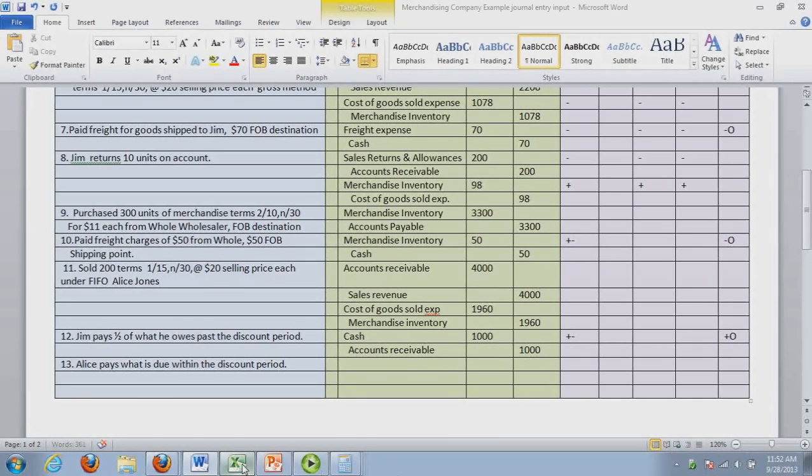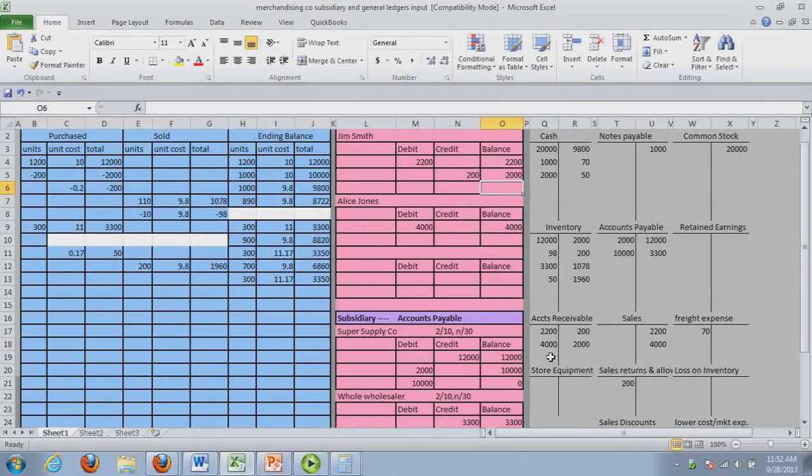And let's go back to the subsidiary ledger and do 1,000. Accounts receivable goes down for 1,000. Cash goes up for 1,000. I'll get it right here in a minute. So Jim still owes me money. Accounts receivable is being credited for 1,000. So Jim still owes me $1,000. Okay. Hopefully we're good on that.